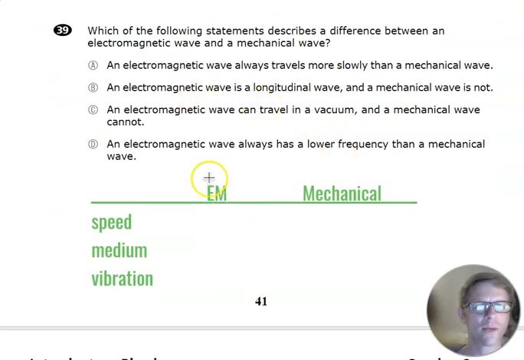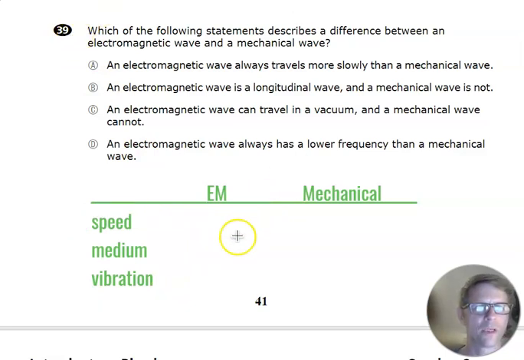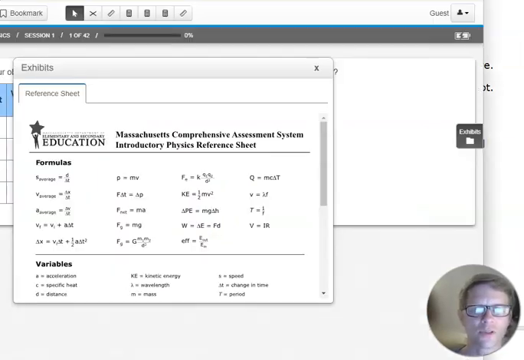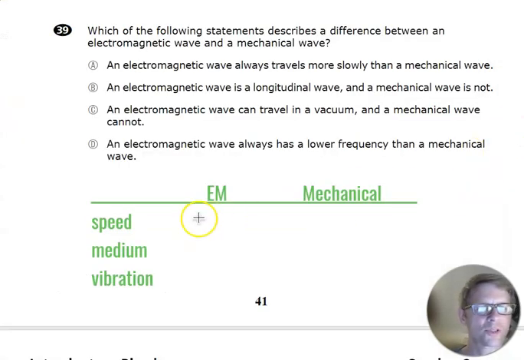Okay, you want to know about electromagnetic and mechanical waves, particularly comparing their speed, their medium, and their vibration. So I'll go through those real quick. As you know, electromagnetic waves are like light waves, and they go wicked fast at the speed of light. And that's also on your reference sheet here. Speed of light 3 times 10 to the 8th meters per second. Mechanical waves are like sound waves and other waves, and even when they go through solid, they still don't go nearly as fast. So speed of light, electromagnetic waves have a much faster speed.